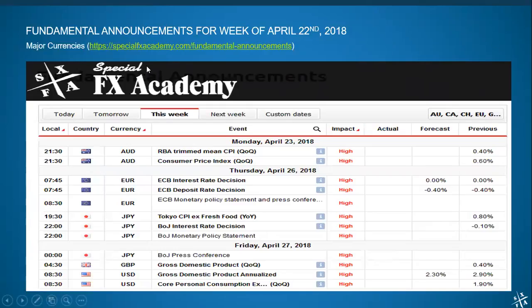Again, if you ever need to check the calendar, or you want to look at the low and medium impact announcements, of which there are dozens, you can go to this link, specialeffectsacademy.com/fundamental-announcements, or you can just go to the main page and you will find the calendar on the sidebar to the right as one of the options. And with that, we're going to move on to the actual pairs.